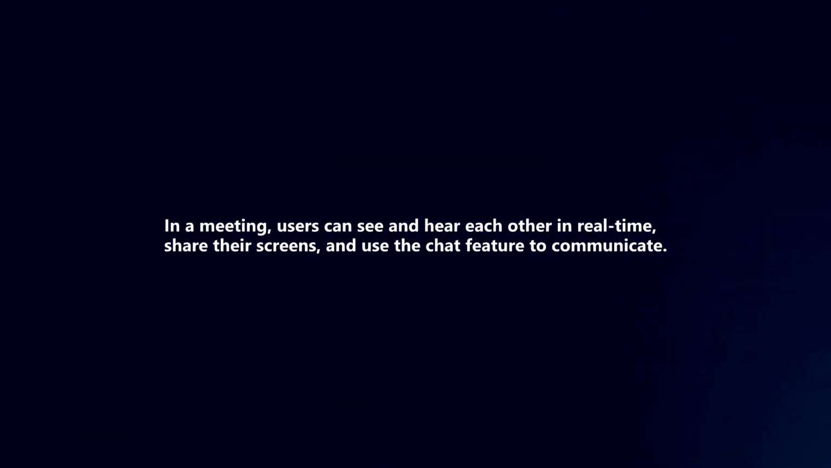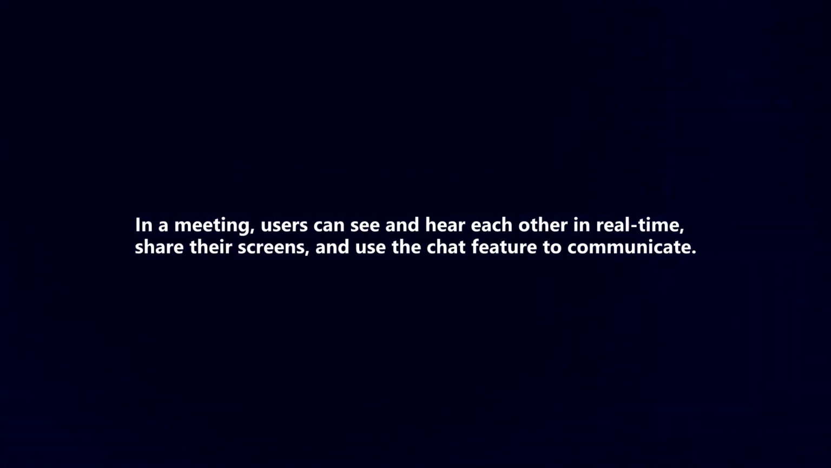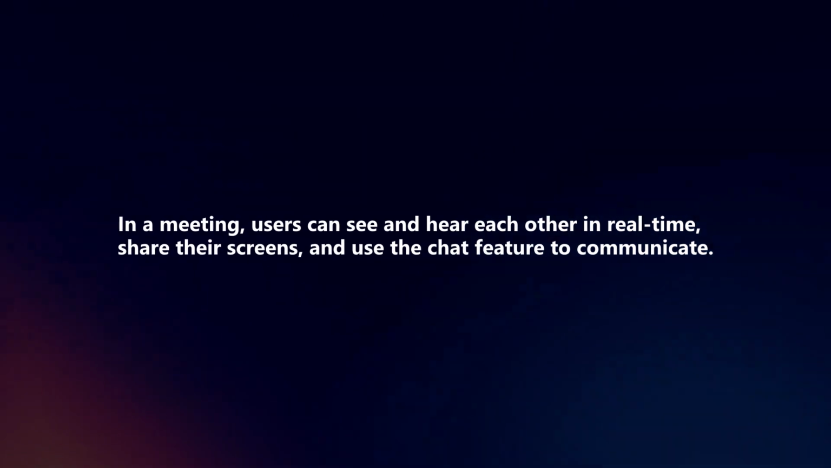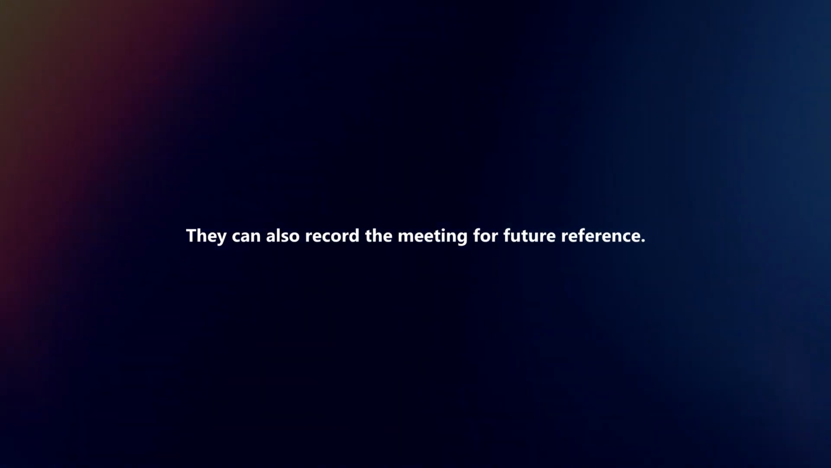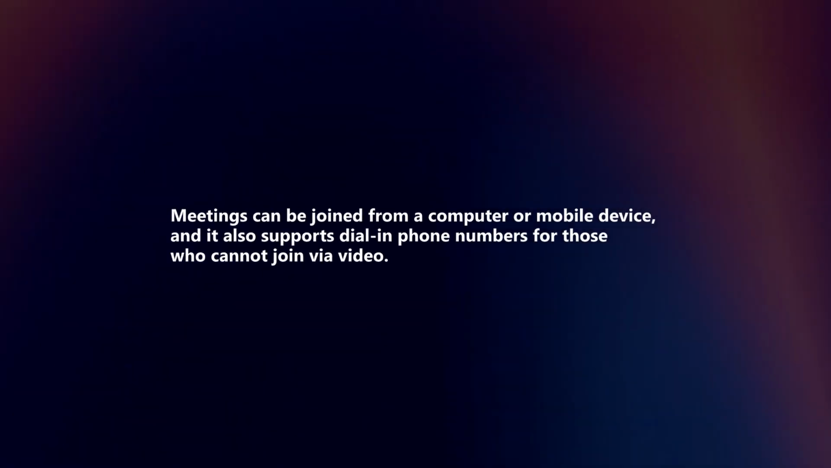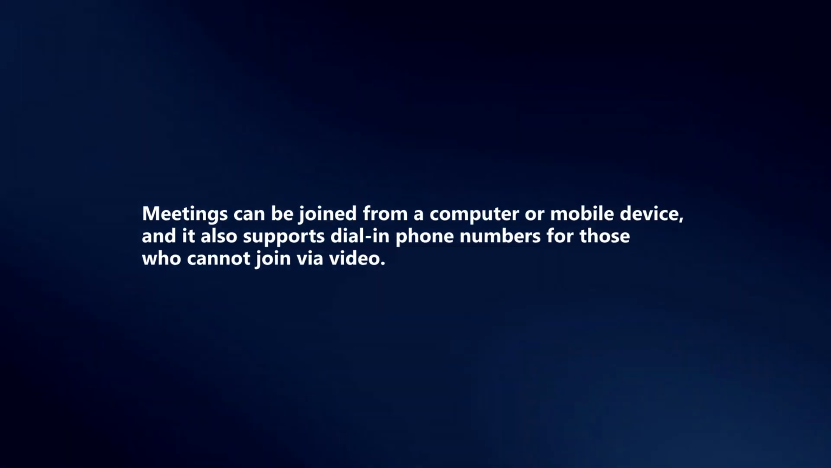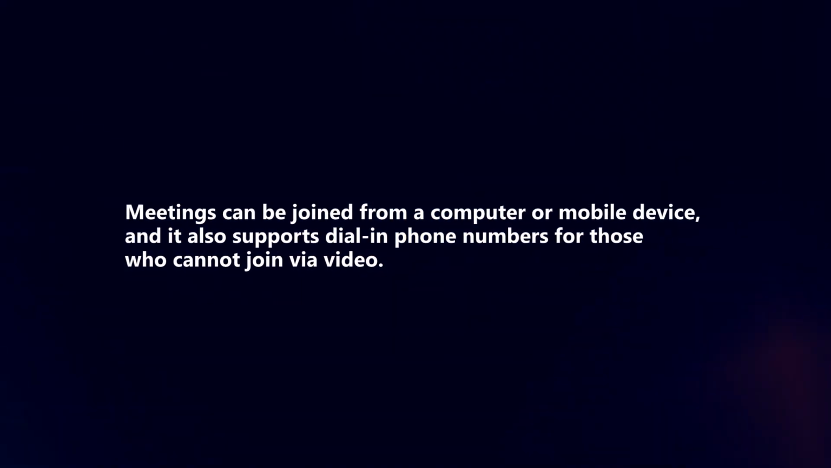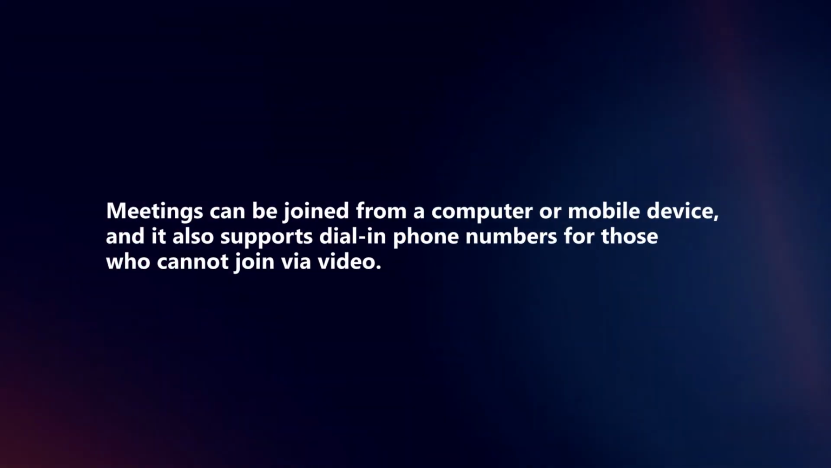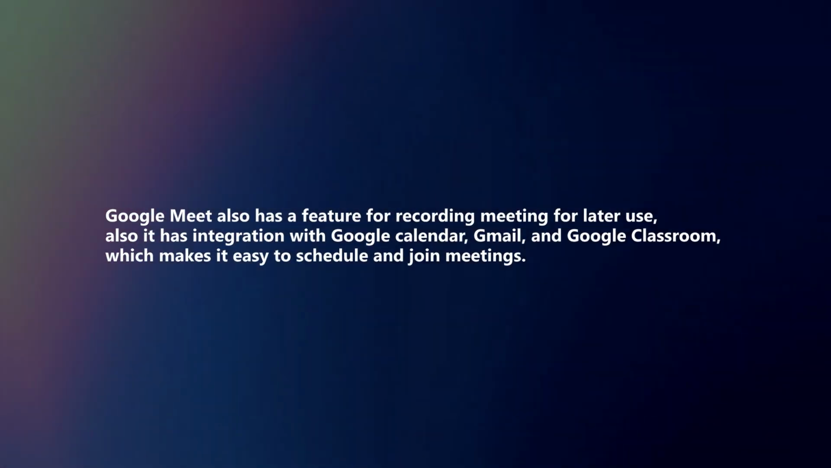In a meeting, users can see and hear each other in real time, share their screens, and use the chat feature to communicate. They can also record the meeting for future reference. Meetings can be joined from a computer or mobile device, and it also supports dial-in phone numbers for those who cannot join via video. Google Meet also has a feature for recording meetings for later use.